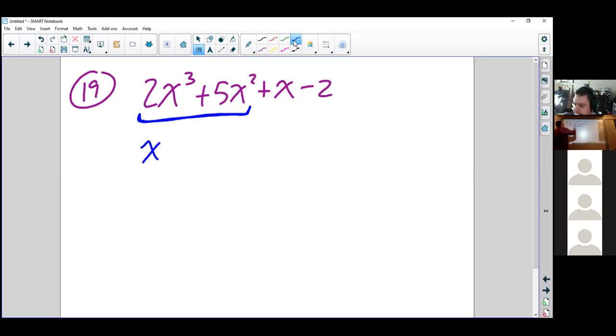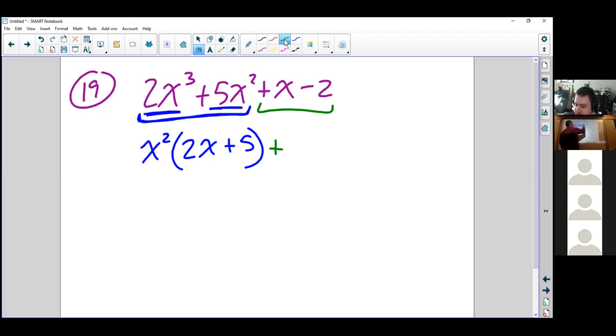I can factor an x squared out of that, and that leaves me 2x. If I factor an x squared out of that, it leaves me plus 5. And then I need to look here and say, okay, well, this sign has to come down, and I could probably factor a 1 out, but then I get to this point here.